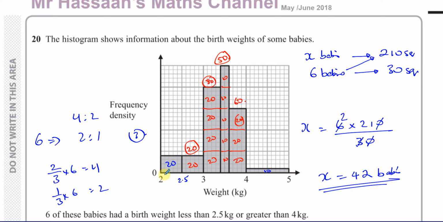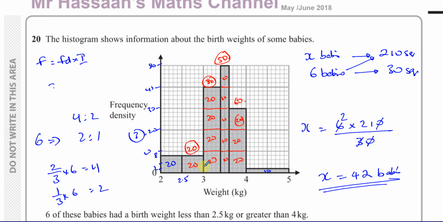So if 4 babies are represented there, 4 divided by 0.5 is 8, so that's a frequency density of 8. And 2 divided by 1 is 2, so that's going to be 2. So it works out 2, 4, 6, 8, 10. So that's 10, that's 20, that's 30, that's 40, and that's 50. Those are the frequency densities. So then we can work out the frequencies of each bar. We know that the frequency is frequency density times interval.